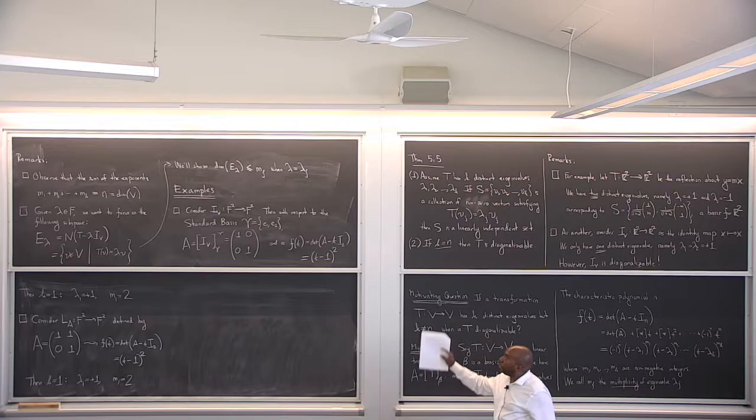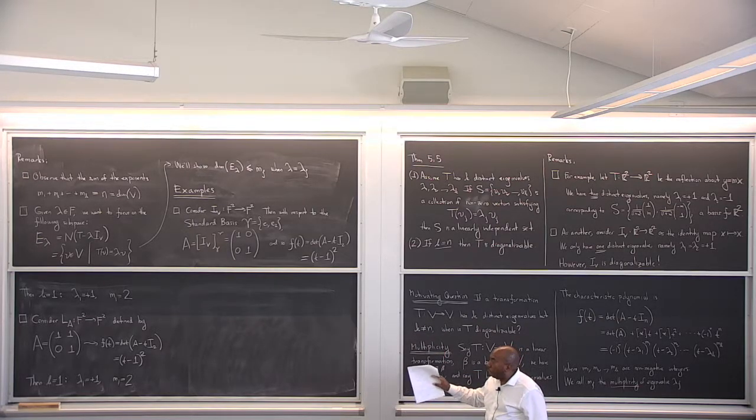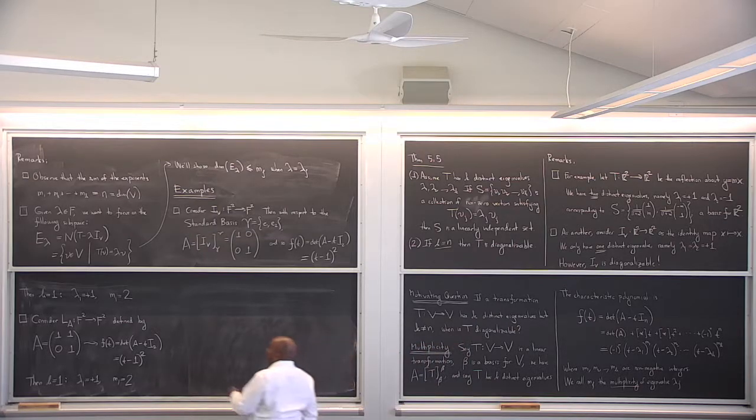Right, so these are two different matrices. One is the identity matrix, one is not. They both have the same characteristic polynomial. And I can read off the eigenvalues. In this case, there's only one distinct eigenvalue. And I can read off the multiplicities. In this case, the multiplicity is 2.